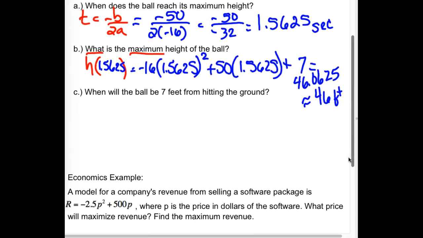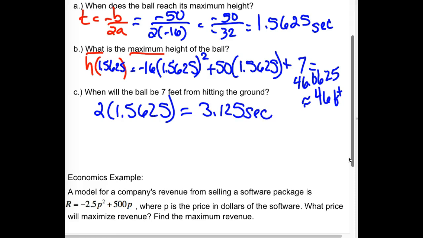Part C, when will the ball be 7 feet from hitting the ground? So again, we're looking for when is it back to its starting position. So we need to double our time, which gets us what? Thank you. All right. Our last example is slightly different. We've done a couple now where we've been talking about time and height.